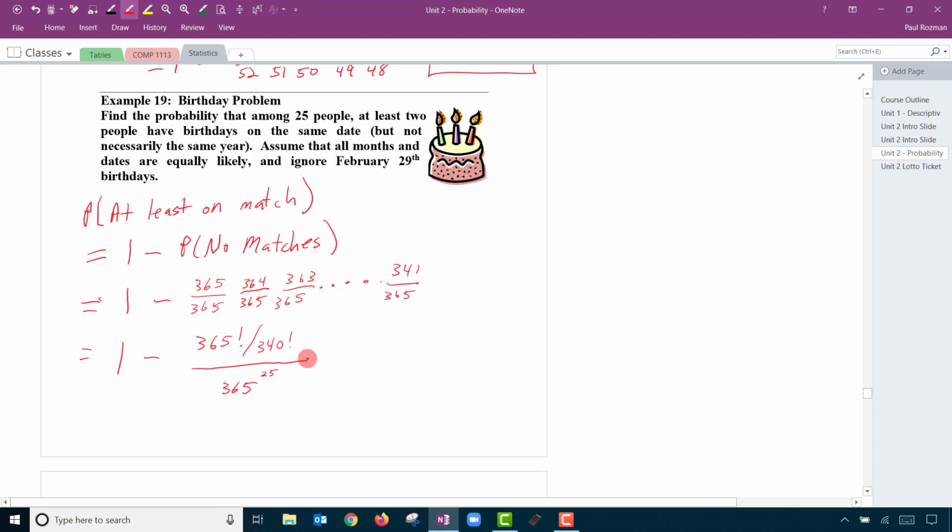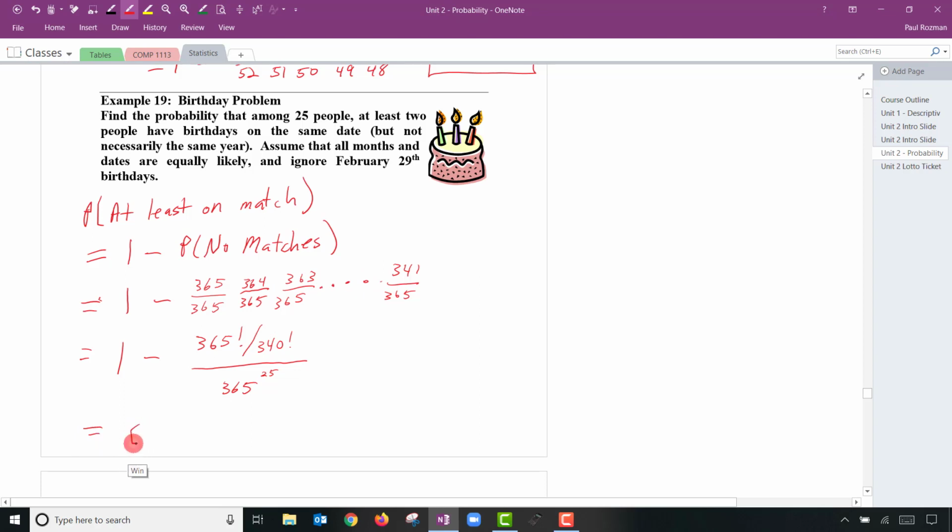Sadly, these numbers are all way too big. Your calculator won't handle 365 factorial. It probably won't handle 365 to the 25. Even Excel can't handle these numbers. We'd have to use stronger math software to handle these things. I think 70 factorial is over 10 to the 100, and most calculators fail around 10 to the 99. So to calculate this thing, we'd actually have to put these in one by one. 1 minus 365 over 365 times 364 over 364 times, and just grind it all out.